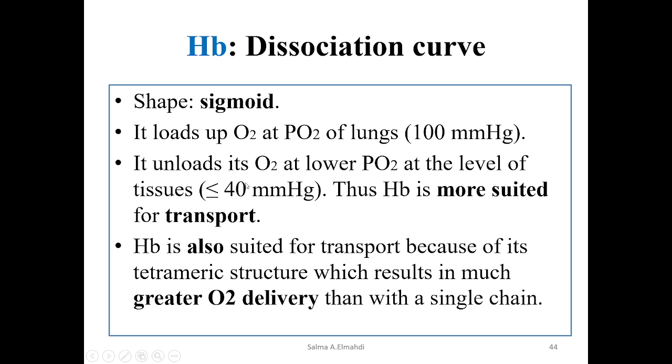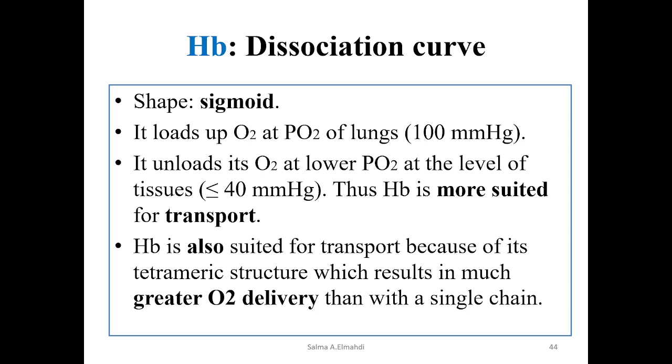Myoglobin will not release this oxygen unless it is 5 or less, but hemoglobin releases it at about 40, and thus hemoglobin is more suited for transport. It doesn't need the tissue to have very low oxygen, for example, around 5, like myoglobin, to release this oxygen.